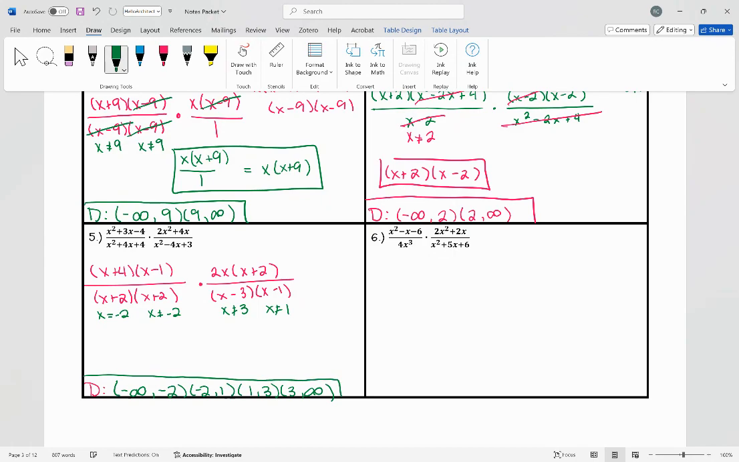And then from here we can cancel. So let's see, I've got the x plus 2, the x minus 1, and I think that's it. So the top is going to be 2x and then x plus 4. The bottom is going to be x plus 2, x minus 3, and that should be our final answer.